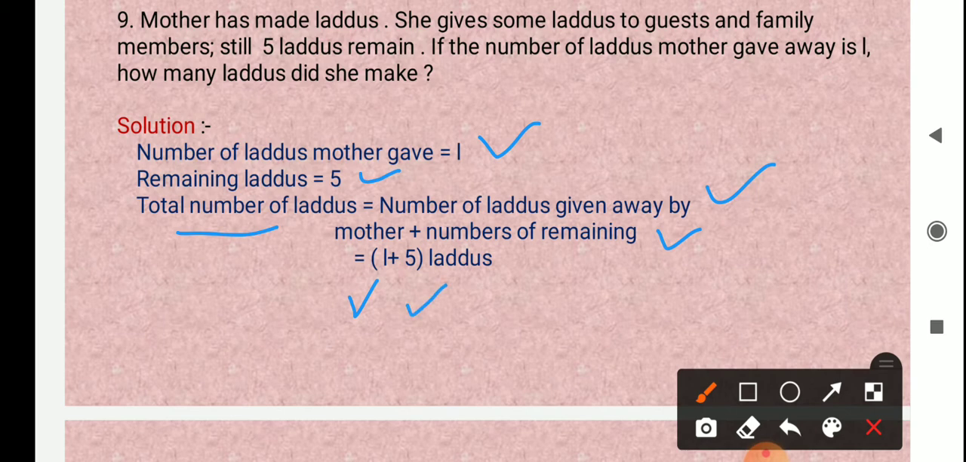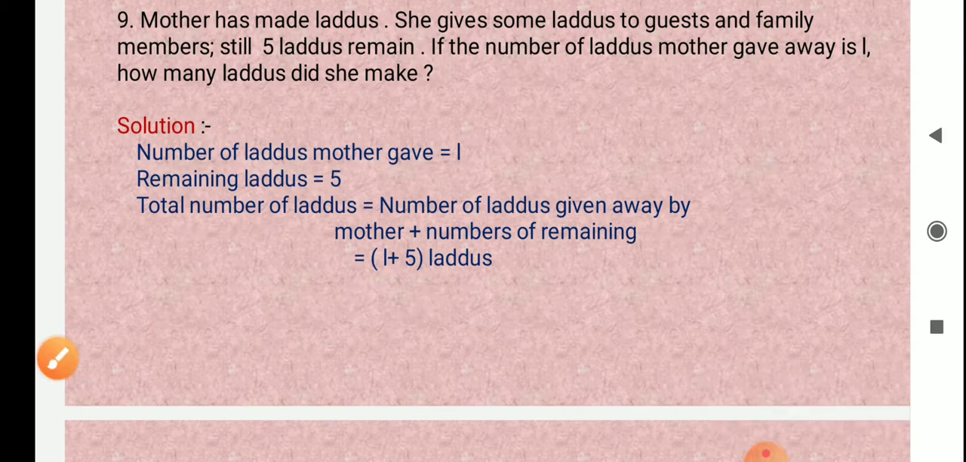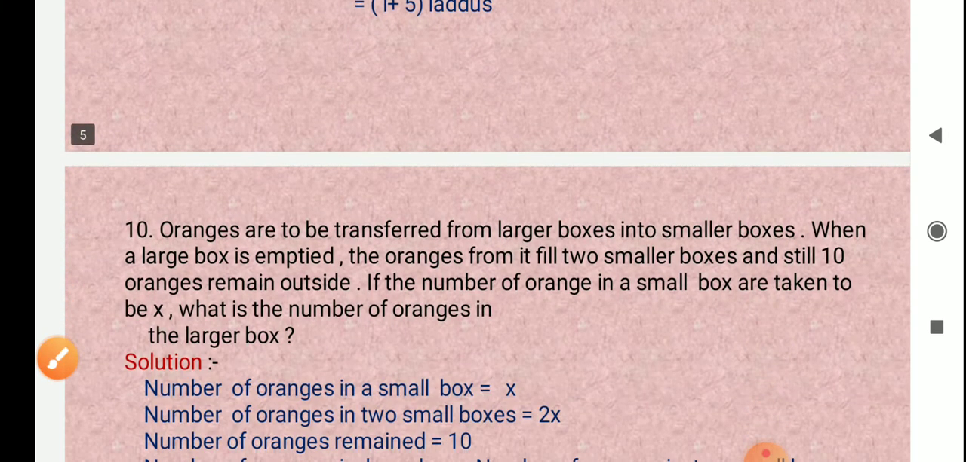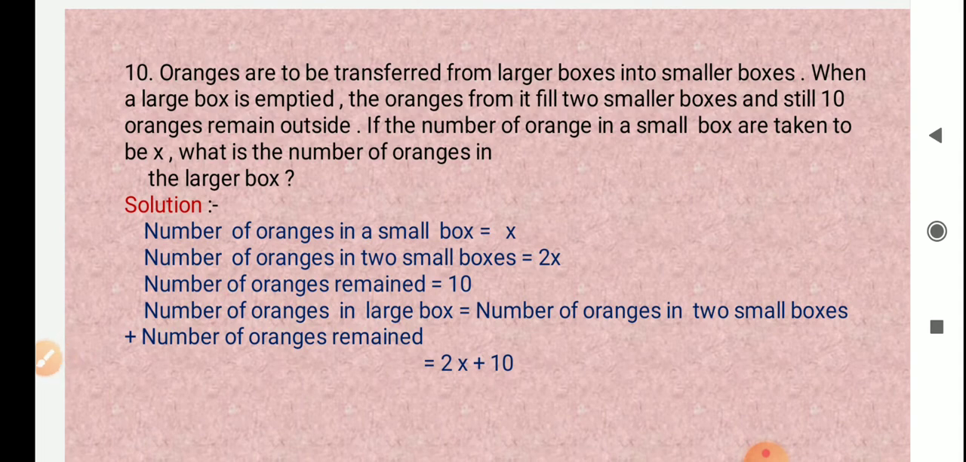So we add, we get L plus 5 laddus. So the answer for the total number of laddus is L plus 5 laddus. Now next question, question number 10.